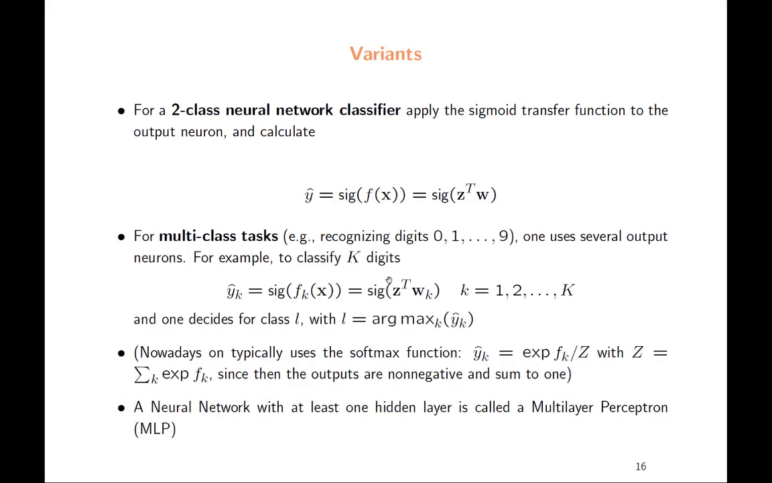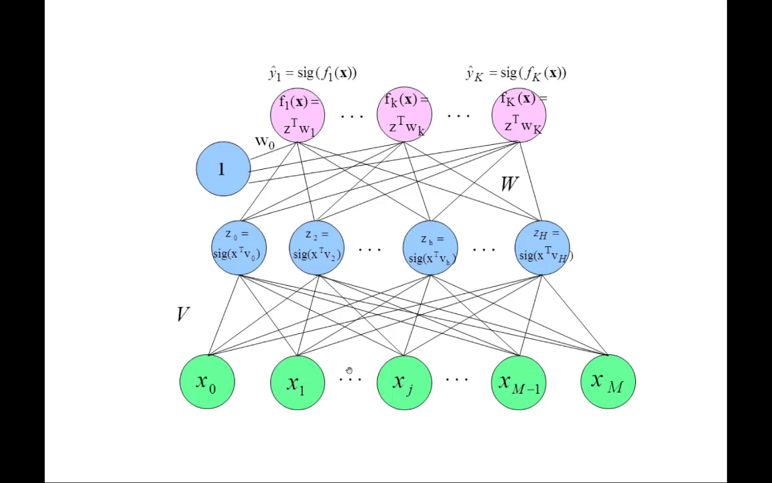That's how it was done initially. And nowadays they have these softmax transfer functions, which guarantee that the outputs are positive and sum to 1. So you can interpret them as posterior class probabilities. And so for this latter case, if you have several classes, the architecture looks like this. You have inputs again, you have a hidden layer, and now you have for each class a separate output.